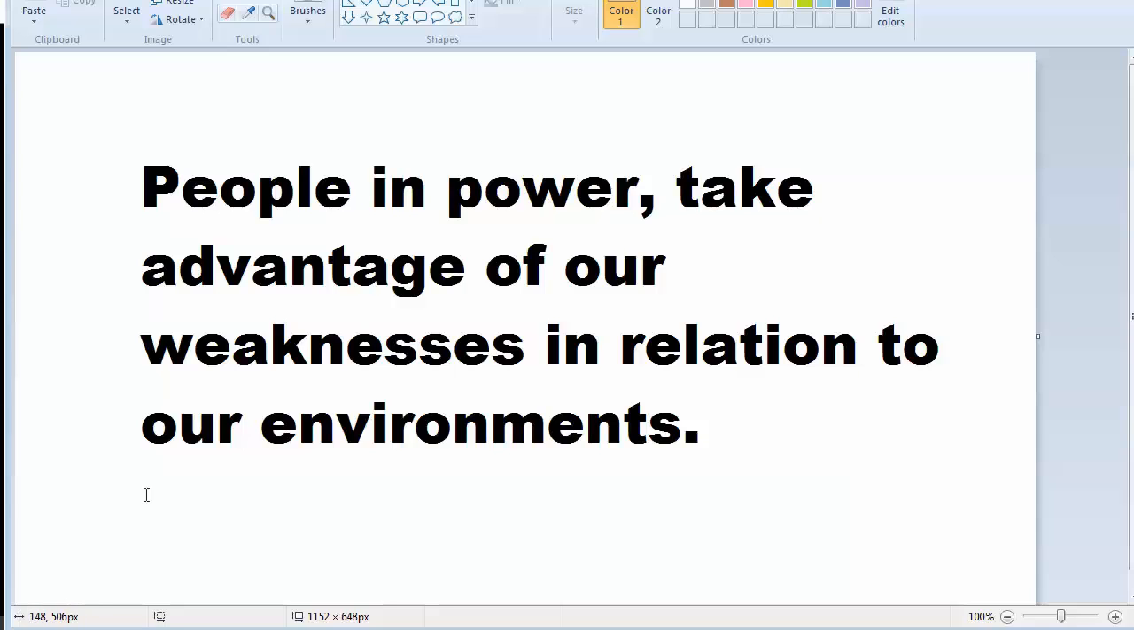We do it in our daily lives. You ask your boss for a raise when he's in a good mood. You don't wait till when his dog died to tell him why you deserve 10% more than you did yesterday. People in power are notorious, I believe, in terms of taking advantage of our weaknesses in relation to our environments.